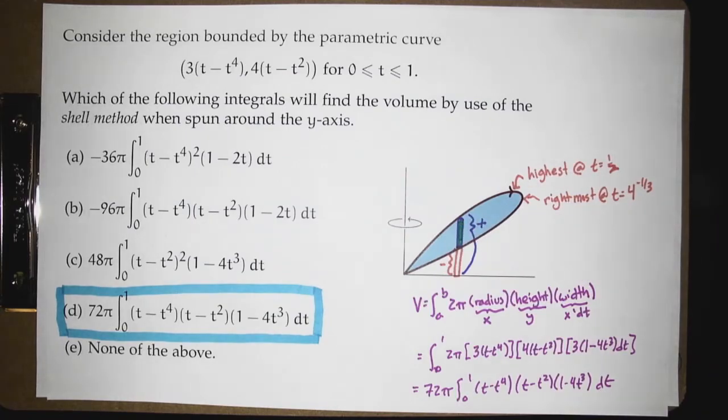But now you just say, okay, so it's x, y, x prime. So you put in your pieces, your x, your y, your x prime. You pull out all your constants. 2 times 3 times 4 times 3 is 72. So 72 pi integral 0 to 1. t minus t to the 4th, t minus t squared, 1 minus 4t cubed.